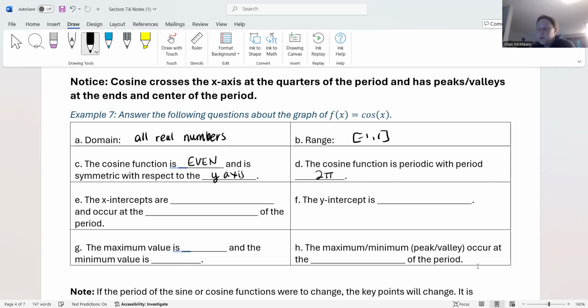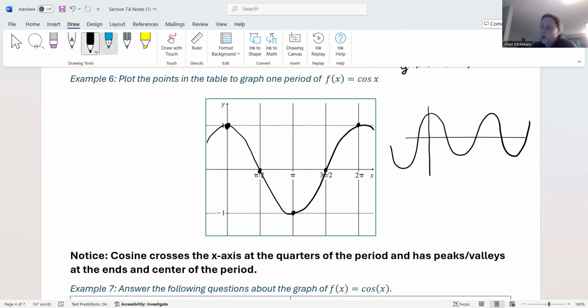The x-intercepts are blank and occur at the blank. So when I am writing these questions, I'm thinking, okay, we have ends and centers of the period, and then we have the quarters. When it comes to cosine, the x-intercepts occur at the quarters of the period. And they happen to be pi over 2 and 3 pi over 2, for just the basic cosine function. The y-intercept is the point 0, 1. We can see that from our graph. We have our y-intercept here.